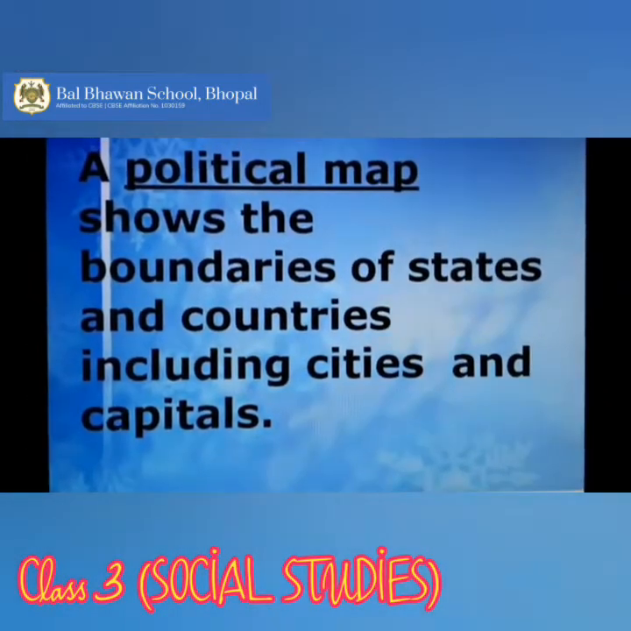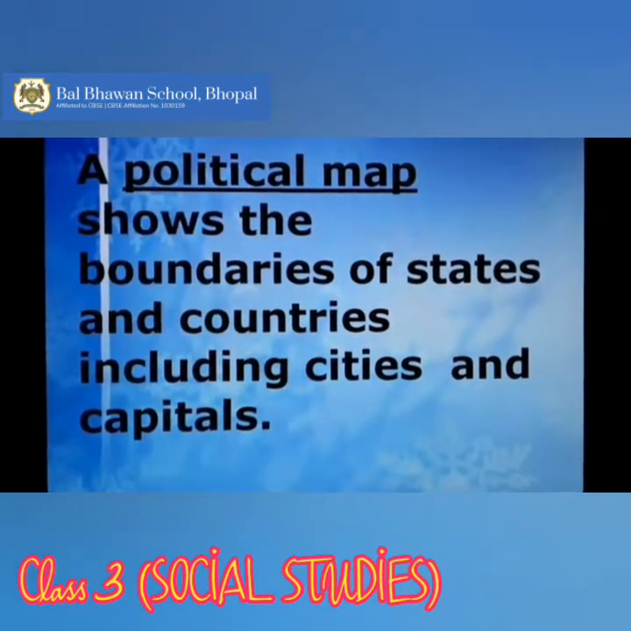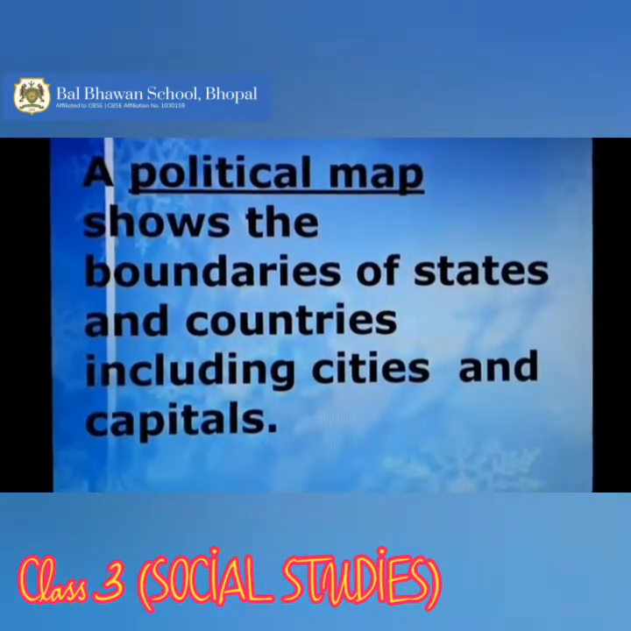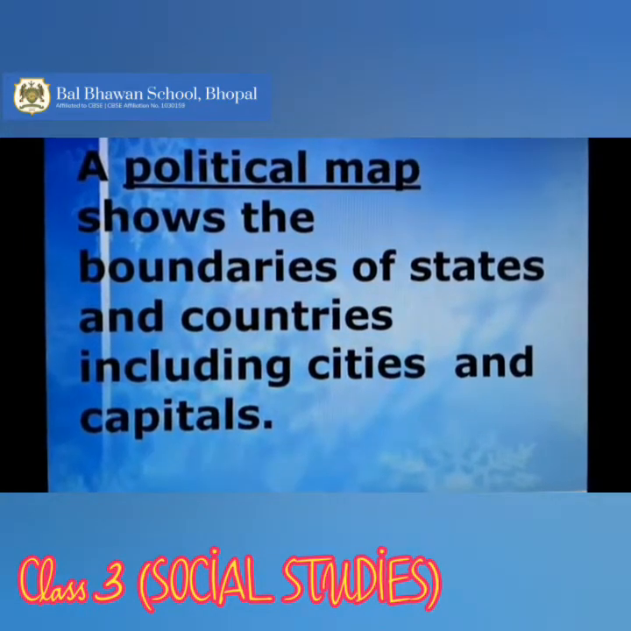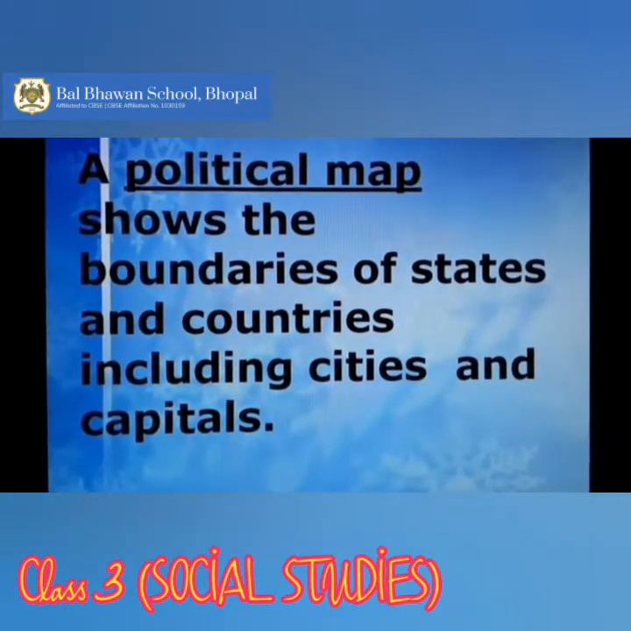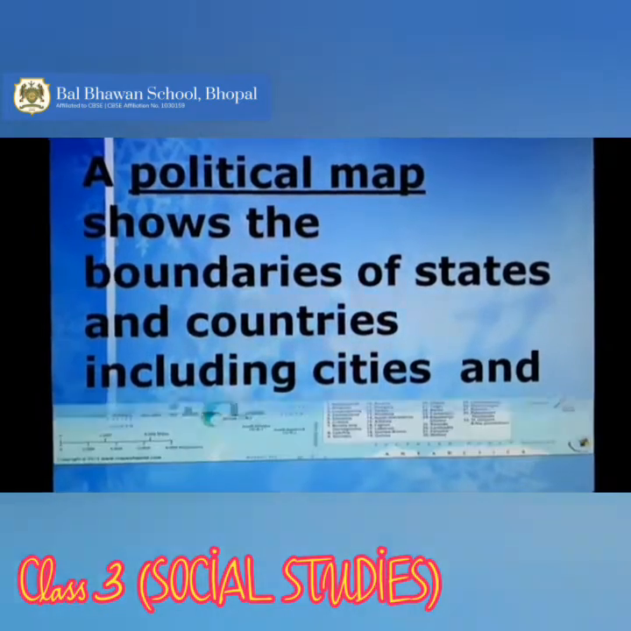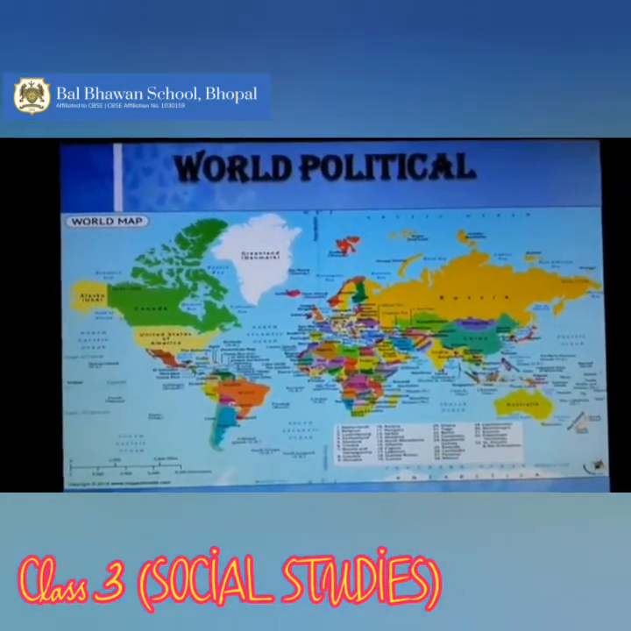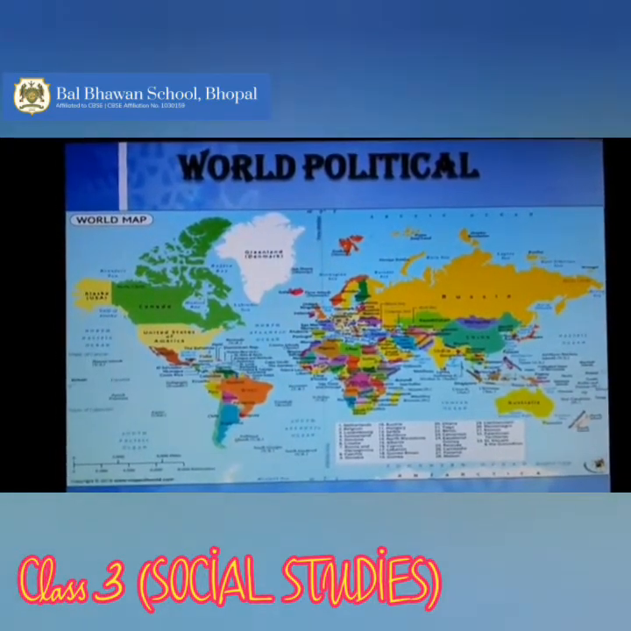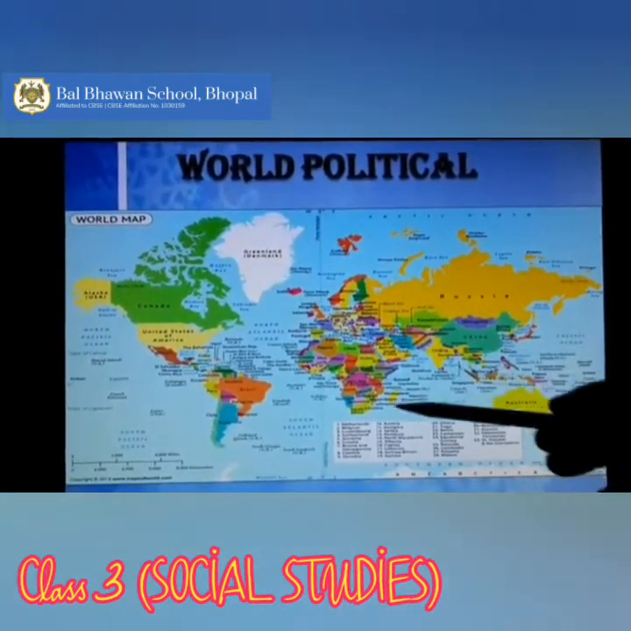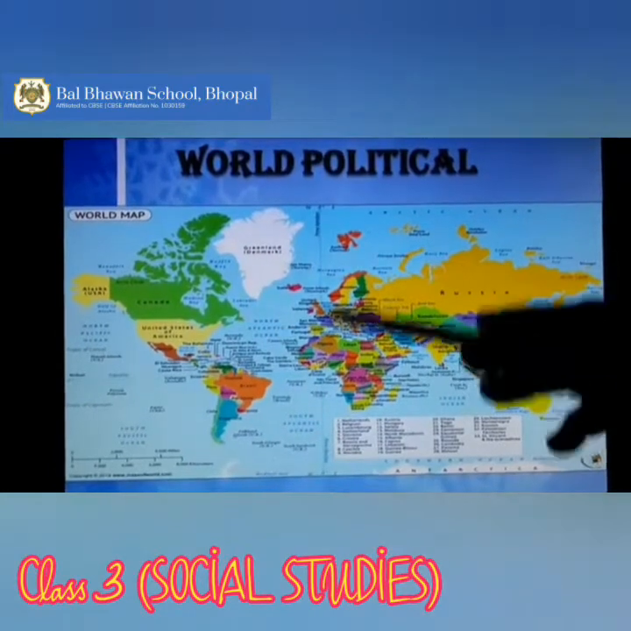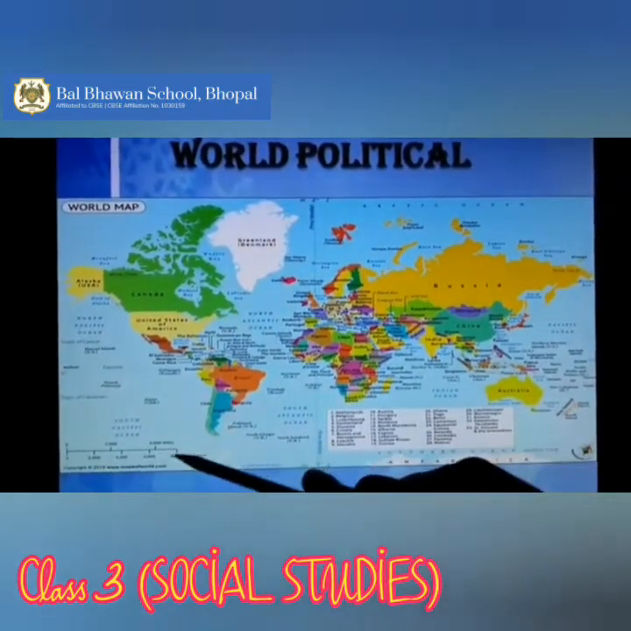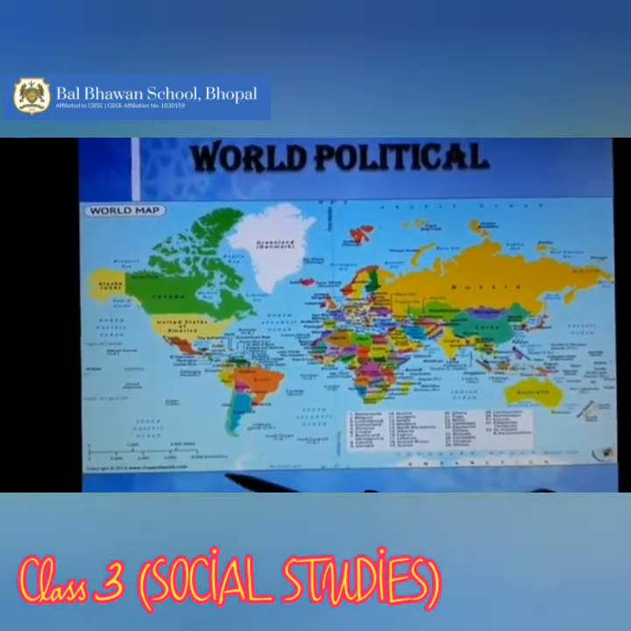Okay children, now let us discuss political maps. Political maps show us the boundaries of states and countries, including cities and capitals. Now see, this is a political map of the world. These different colors show us the different countries, and here you can see a scale.